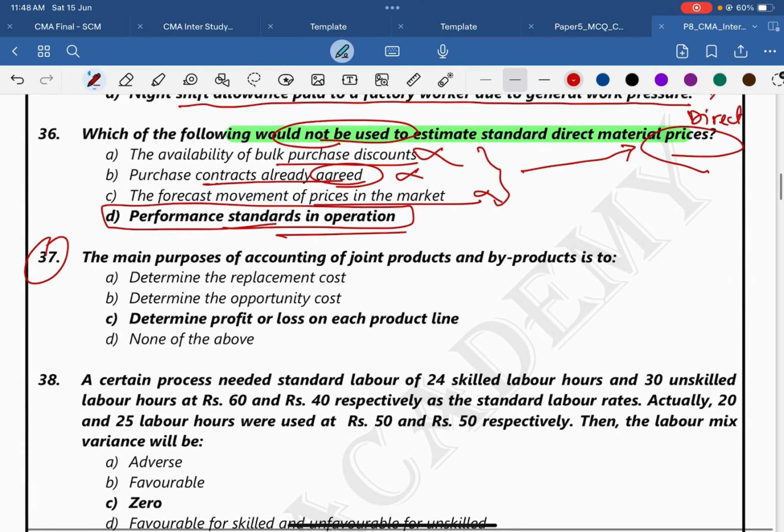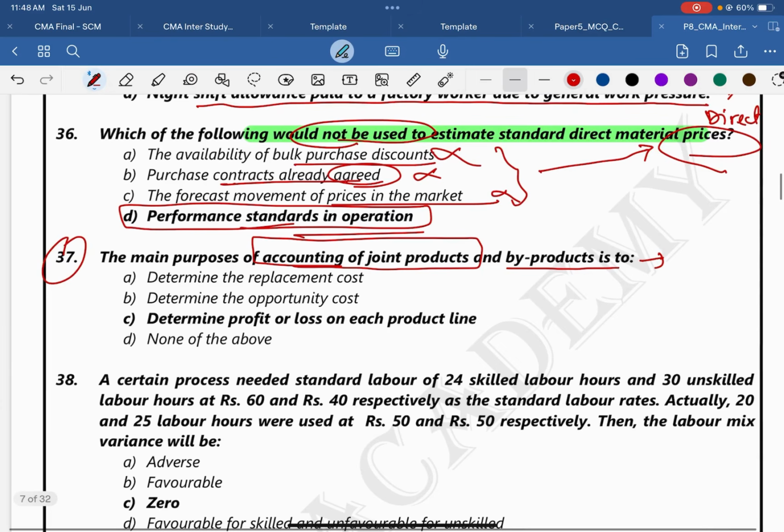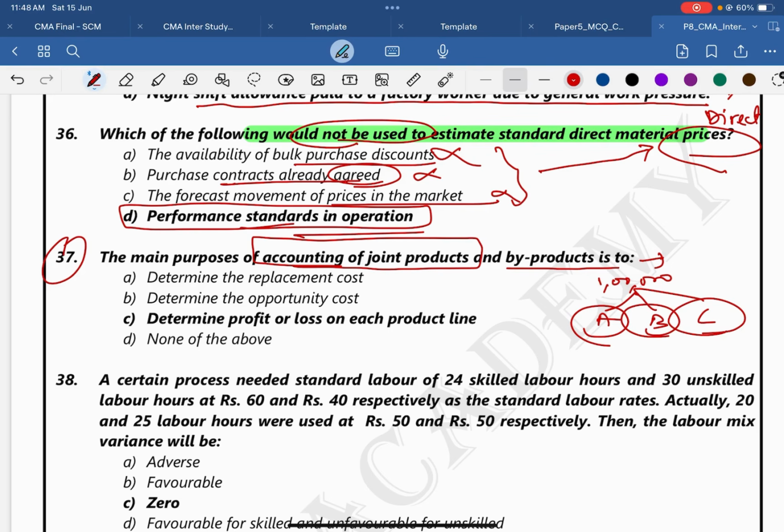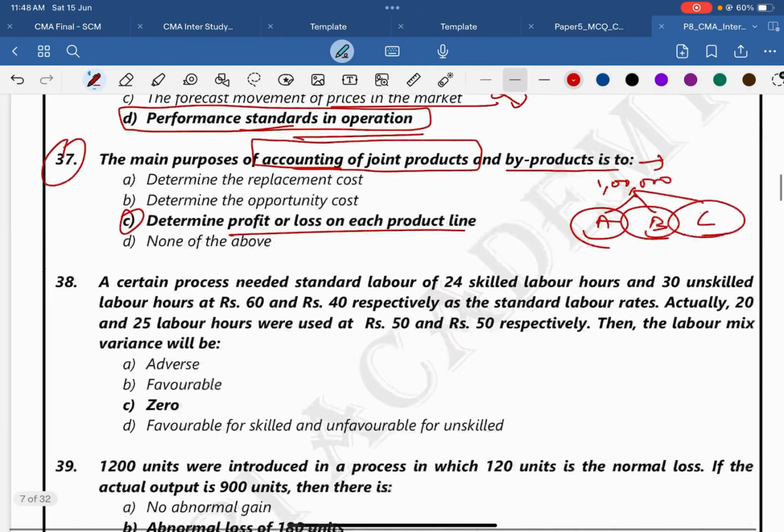Then 37. The main purpose of accounting for a joint product and byproduct is simply to determine the cost and profit of each different product line. Very simple: if you have a joint cost of 1 lakh, this joint cost has to be divided into 3 products A, B, C. To determine these 3 separate product lines, we are going to use joint product and byproduct accounting. So my answer is option C.